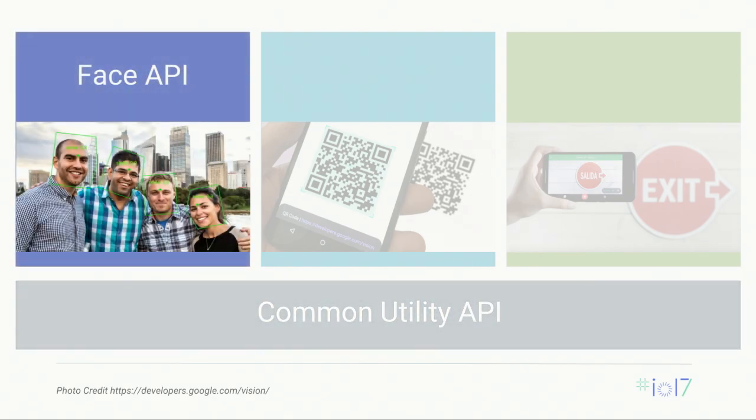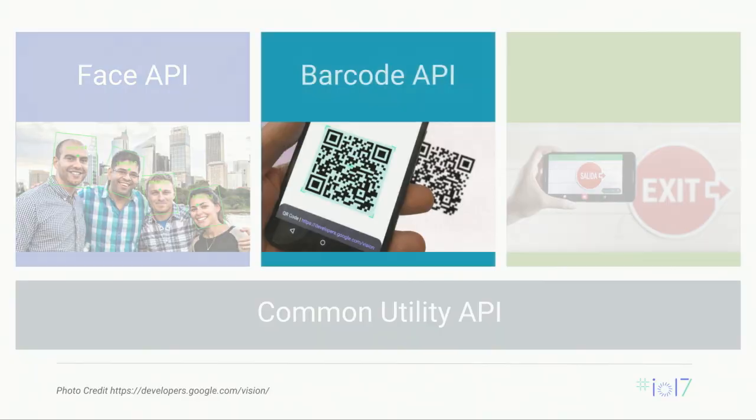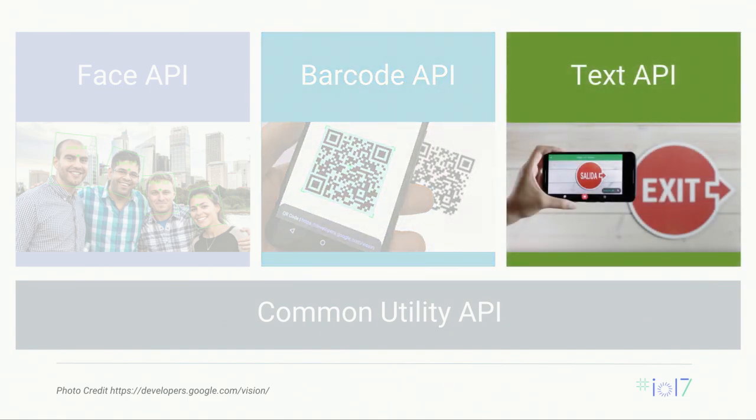The Face API detects faces. It also understands landmarks like nose and eyes, as well as facial classification, like are you smiling or is your eye closed? The Barcode API can detect 1D and 2D barcodes in multiple formats and different orientations at the same time. The Text API can detect Latin-based languages. For detected text, it also understands its structure, like paragraphs and lines.